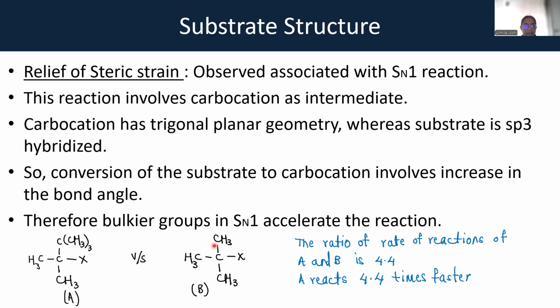Look at this. One group is tertiary butyl and there are 2 methyl. Here all 3 are methyl. Now when we compare the rates of SN1 reaction of A and B, A reacts 4.4 times faster. Why? Because formation of carbocation relieves the steric strain to a greater extent.